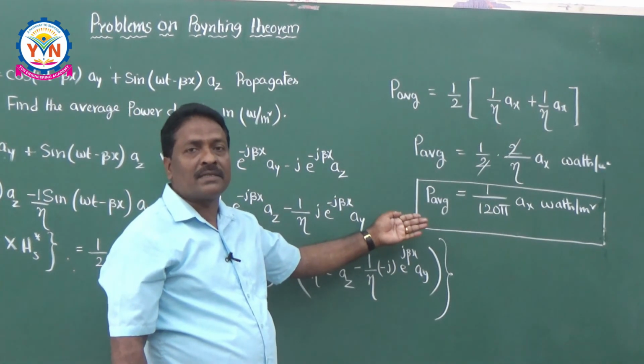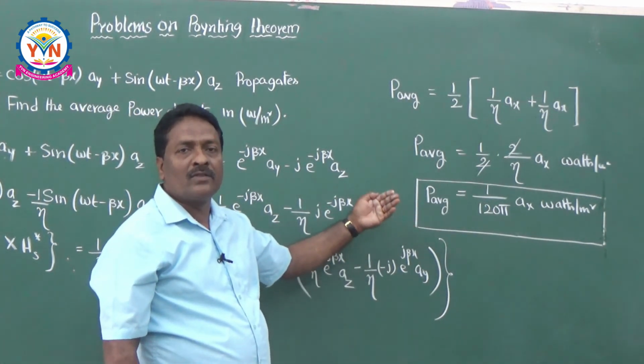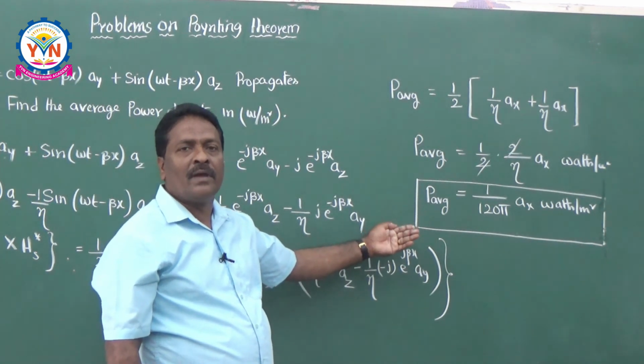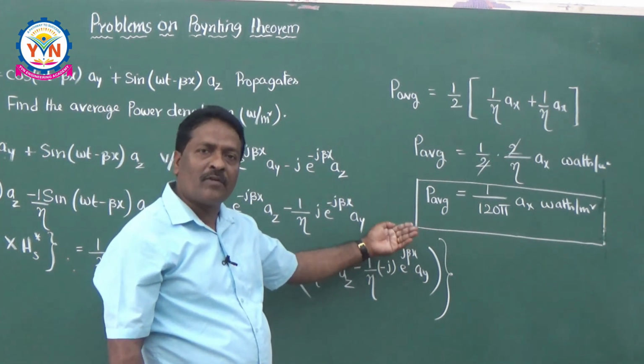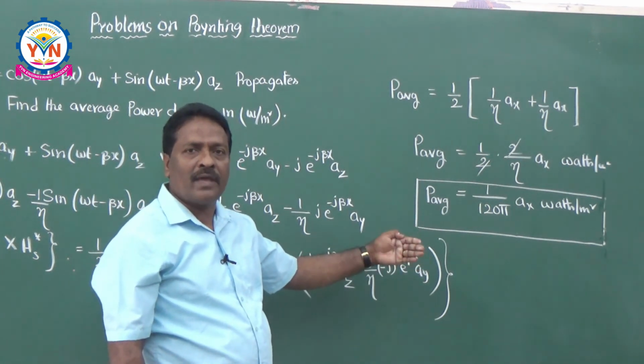So please understand the concepts clearly so that you are going to get the solutions for the problems within no time. I hope you understood the concept of this power Poynting vector and the way of calculating the average power also. Okay, thank you.